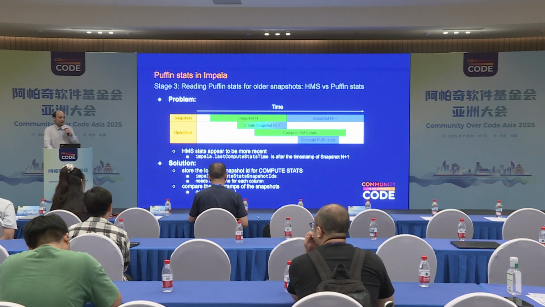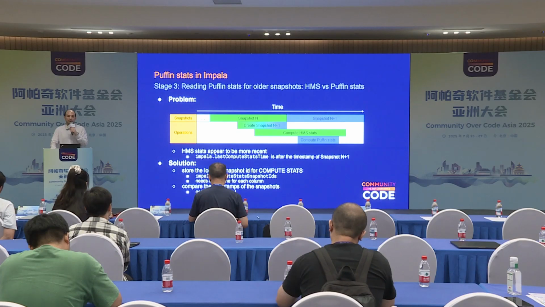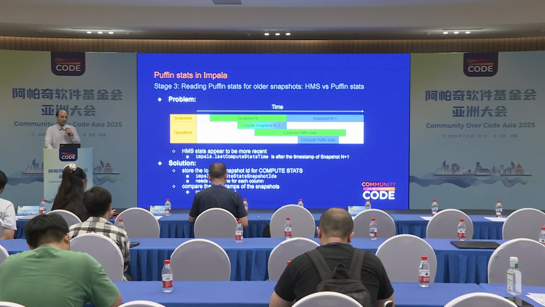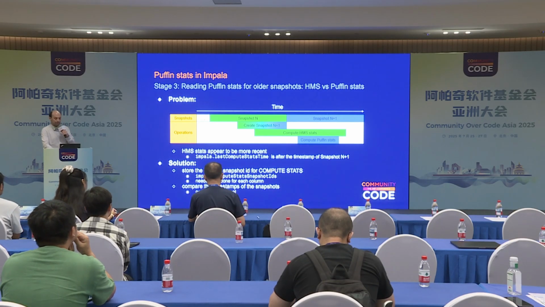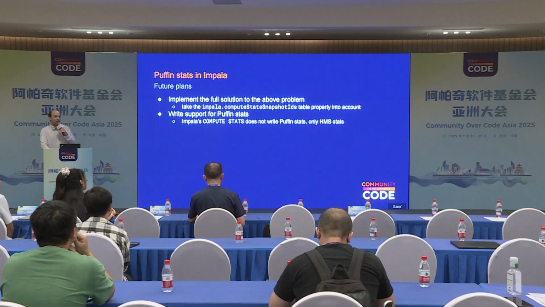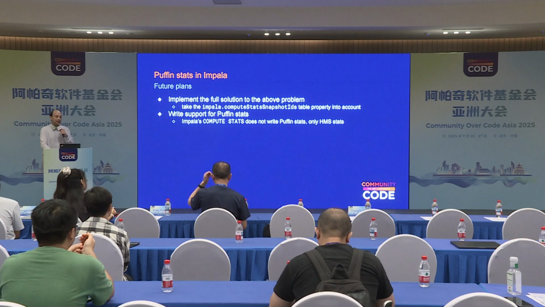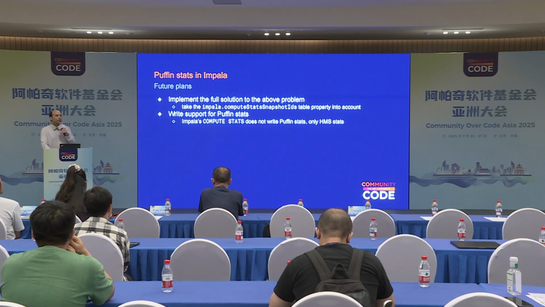Now, the current state of affairs in Impala is that we can store the snapshot IDs for HMS stats as well, and we do that. But unfortunately, we haven't reached the point where we actually use this information, so that remains to be done in the future. And there's another thing that we'd like to do in the future, and that is implementing support for writing and updating Puffin stats. Currently it's not possible in Impala, but we hope that we can make it possible soon. Thank you very much.